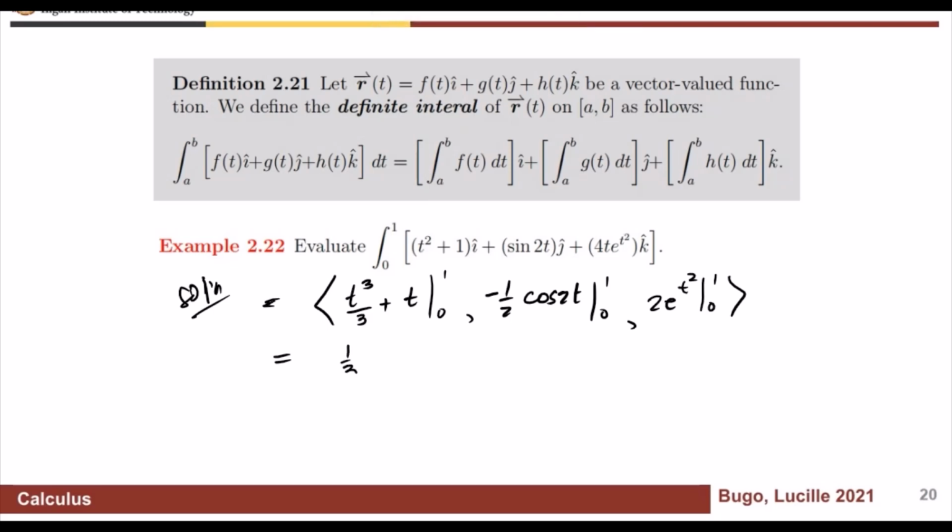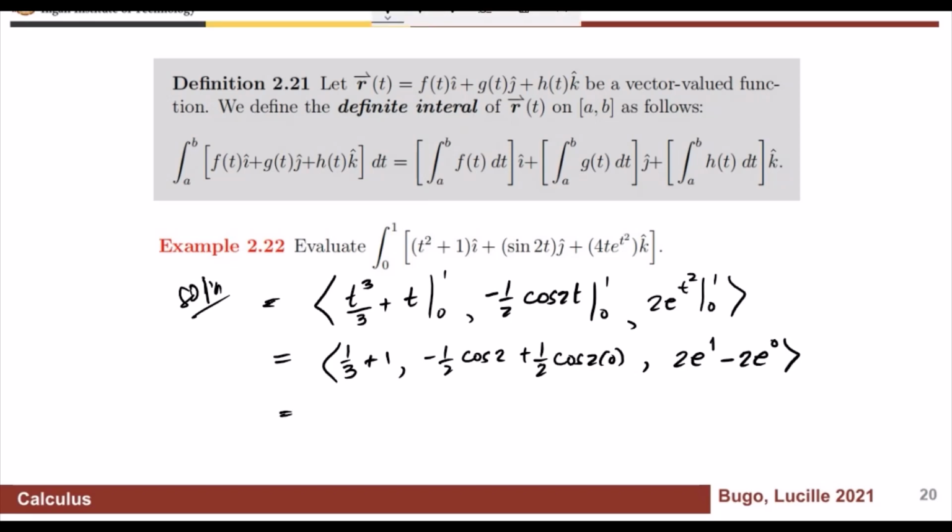This is again evaluated from 0 to 1, which will give us 1/3 plus 1, and then negative 1/2 cosine of 2 minus negative 1/2, or that would be plus 1/2 cosine of 0, and then 2e^1 minus 2e^0, which is equal to 4/3, negative 1/2 cosine of 2 plus 1/2 cosine of 0, which is 1, so that will be 1/2 times 1, or 1/2, and 2e minus 2 times e^0, which is 1, so 2 times 1, that will be 2.